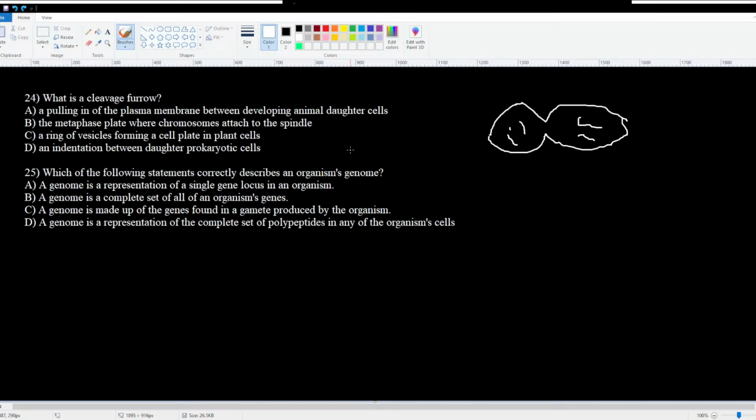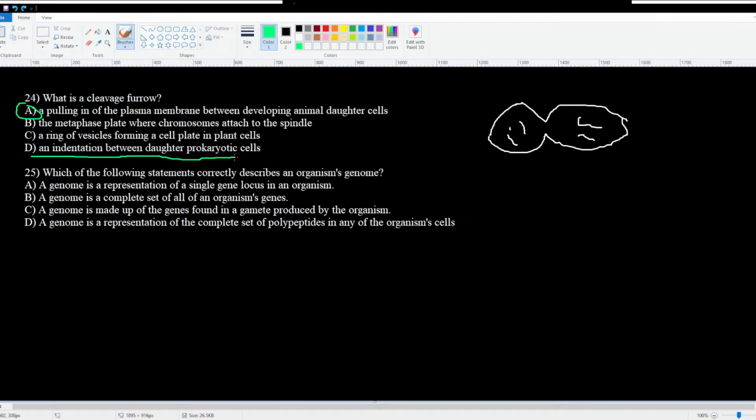Anyway, this is just kind of a vocab question, if anything. What is a cleavage furrow? A cleavage furrow is the pulling in of a plasma membrane between developing animal daughter cells. It's not the metaphase plate where the chromosomes attach to the spindle. That's during metaphase, of course. This is during telophase. A ring of vesicles that forms a cell plate in plant cells, well, that's how plant cells divide, which we don't really talk about in this class.